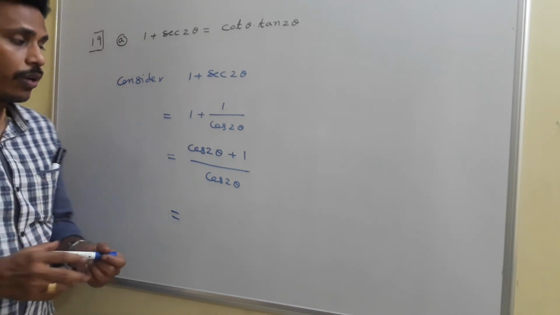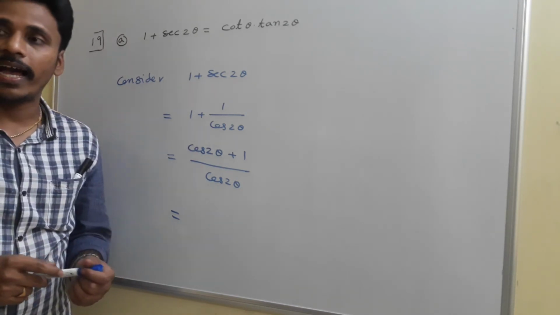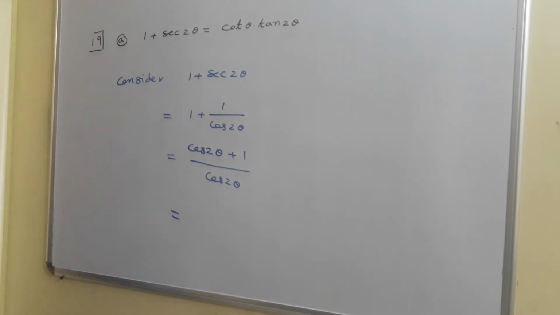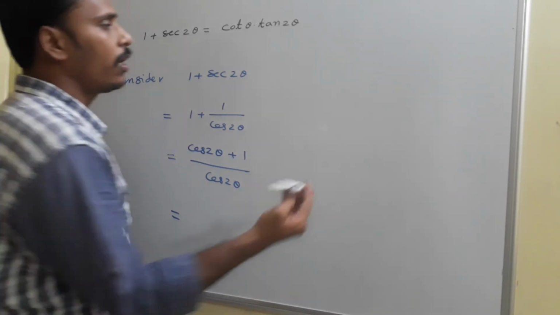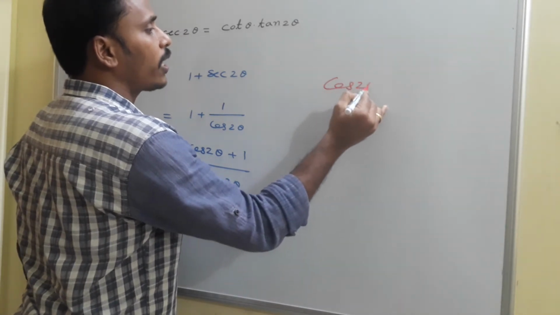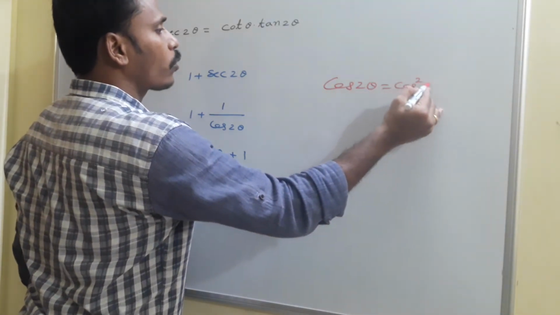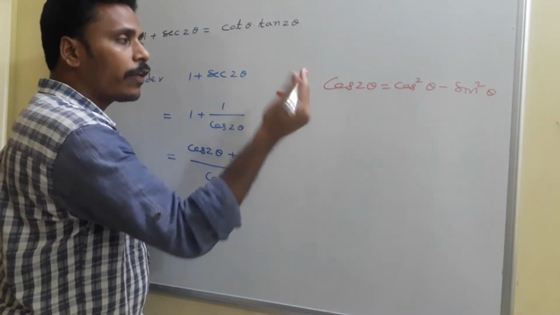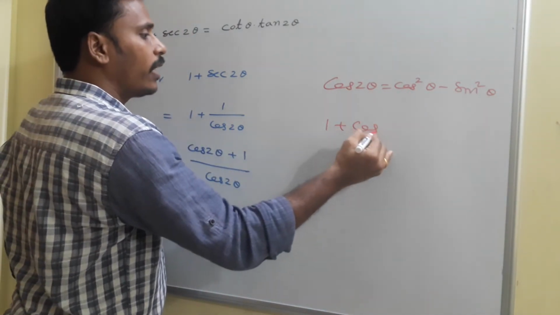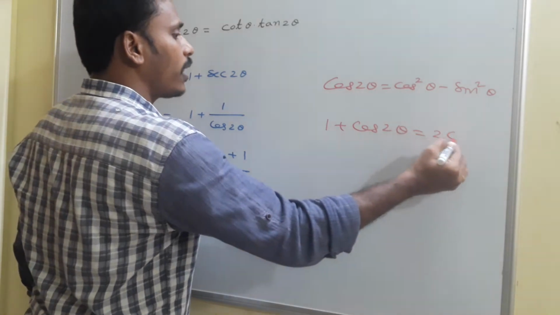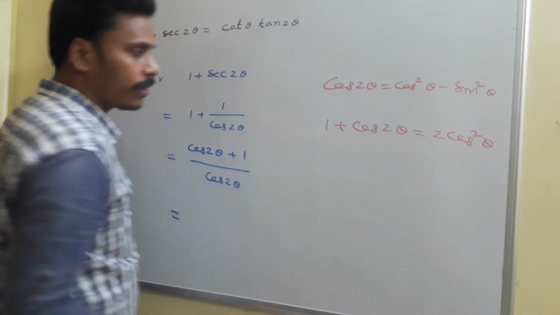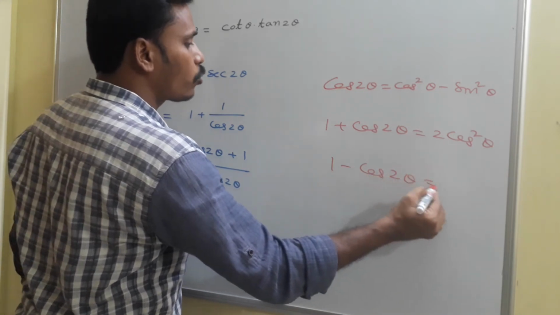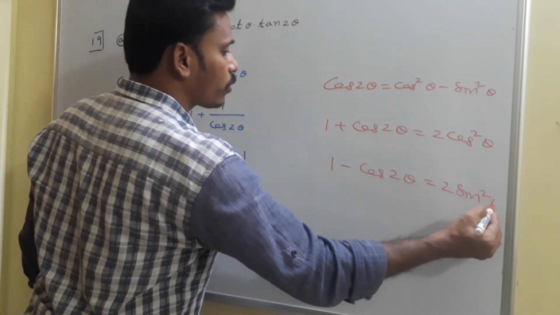I have a chance to rewrite this 1 plus cos 2 theta as 2 cos square theta. We have different formulas related to cos 2 theta actually. Cos 2 theta is equal to cos square theta minus sin square theta is one idea. And if you rearrange it, you will get that 1 plus cos 2 theta is equal to 2 cos square theta. And again you have another thing, 1 minus cos 2 theta is equal to 2 sin square theta.